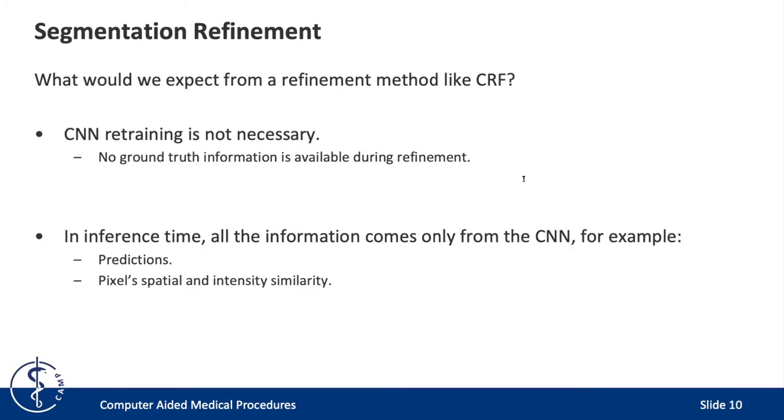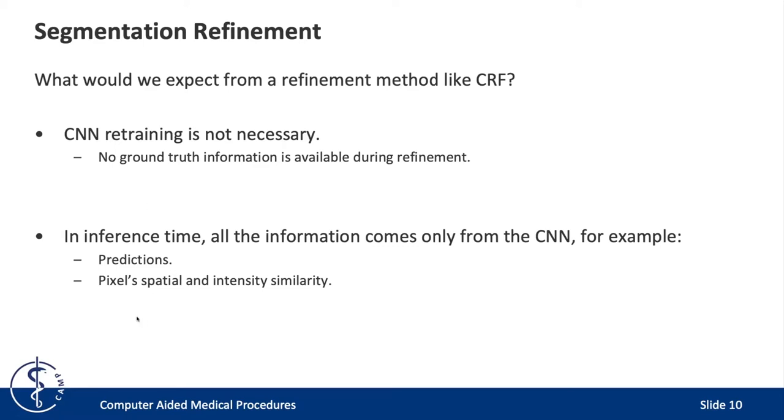What would we expect from a refinement method? What would be nice to have for one particular refinement method? The first thing that would be nice is that CNN retraining is not necessary. We have our CNN, which is already trained, and we want to make the corrections without needing to change anything inside the CNN. We don't want to retrain it. We want to take the output of the CNN as it currently is and try to make this refinement to reduce the false positive and false negative rate. And of course, because of this, we should assume that there is no ground truth information available during the refinement process.